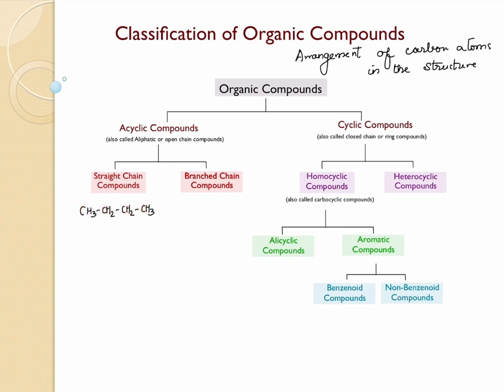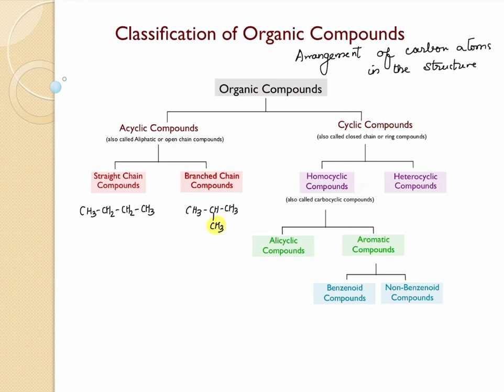But in the branch chain compounds, you will see one or more carbons existing as a branch. Here is an example for a branch chain structure where you can see that this CH3 group is coming off from this straight chain. So here the straight chain has got only 3 carbons and this carbon is coming off from the straight chain. So these are called branch chain structures because we do have a branch coming off from the straight chain.